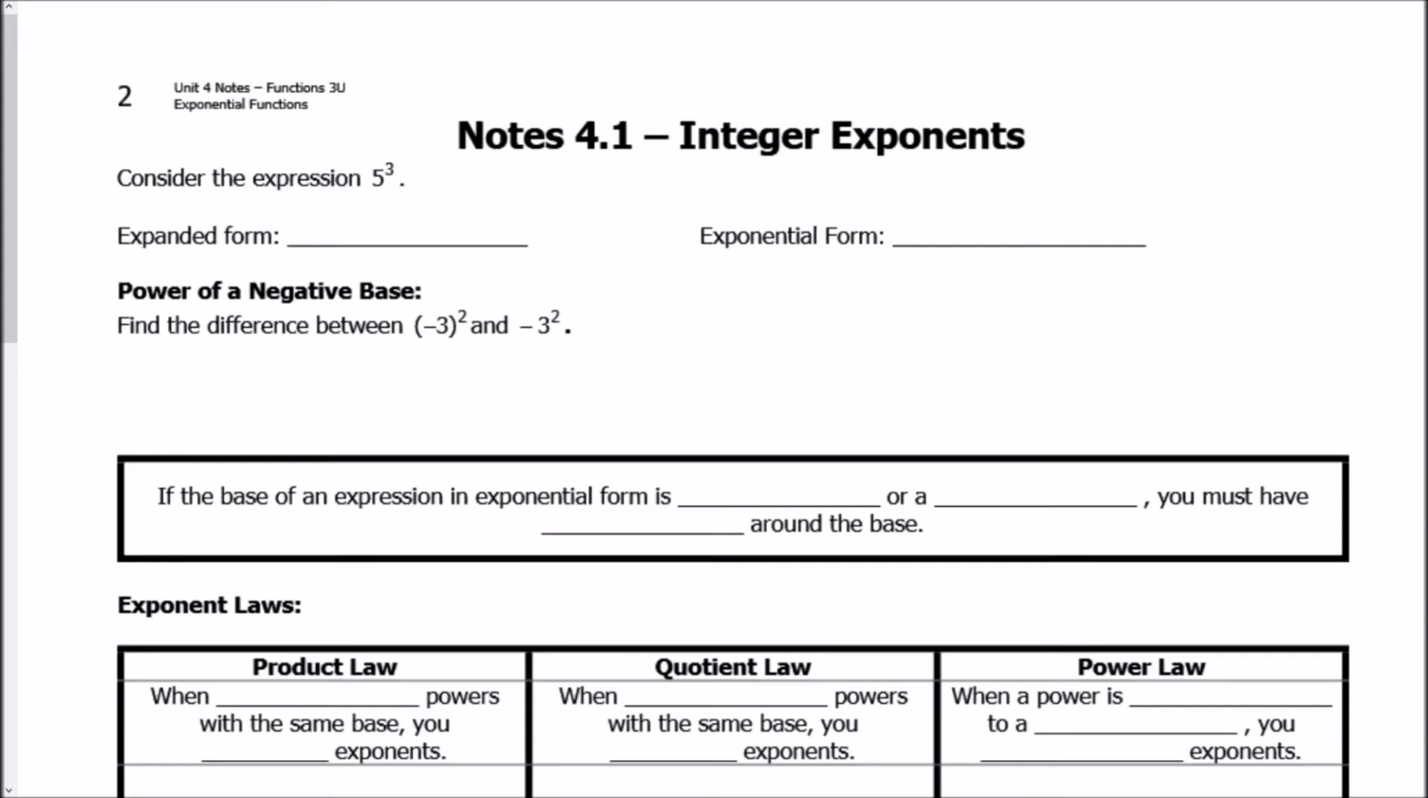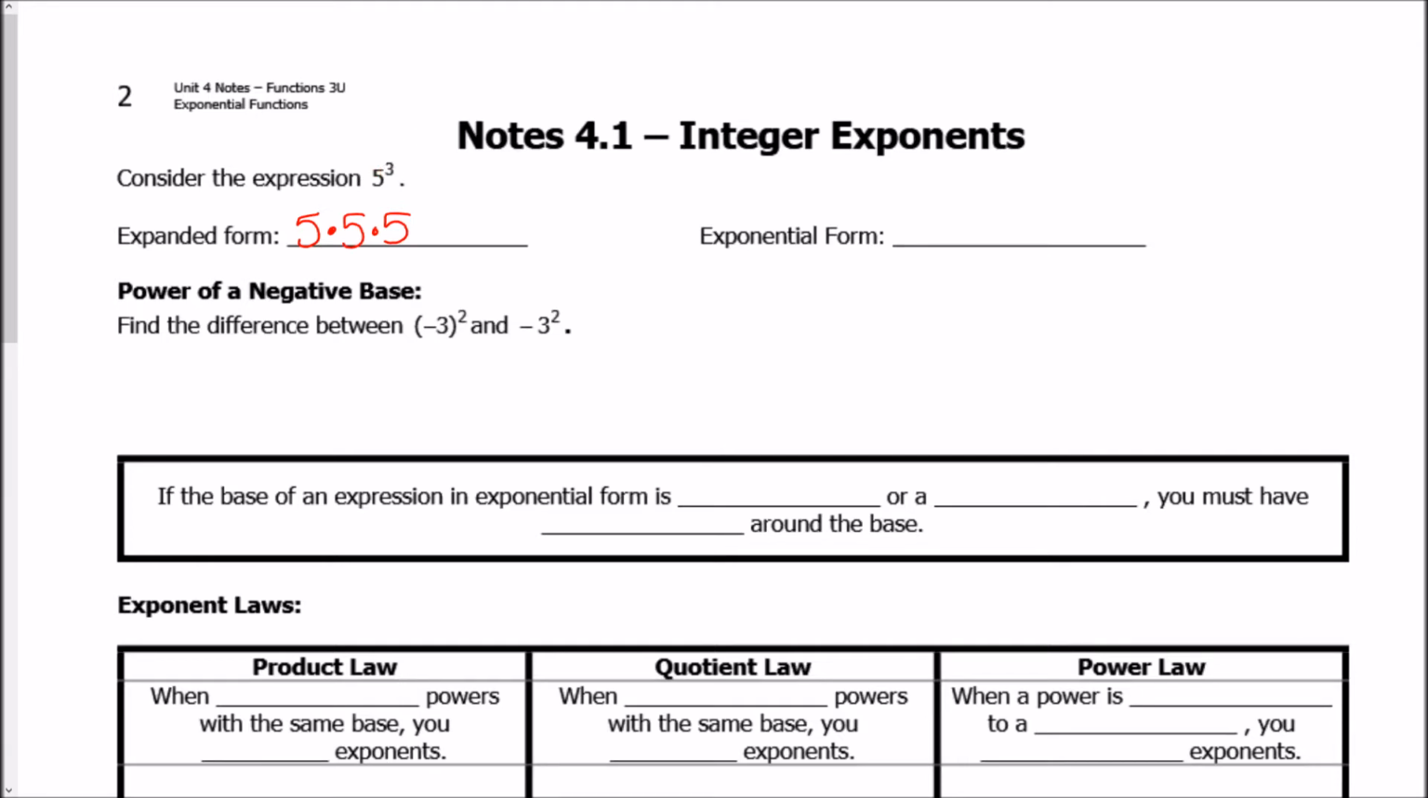So the first thing it asks us to do is to consider the expression 5 to the power of 3. Now in expanded form, 5 to the power of 3 just simply means 5 times 5 times 5. So when I'm expanding it, I'm just writing out all the 5s that this exponent is telling us to do right here.